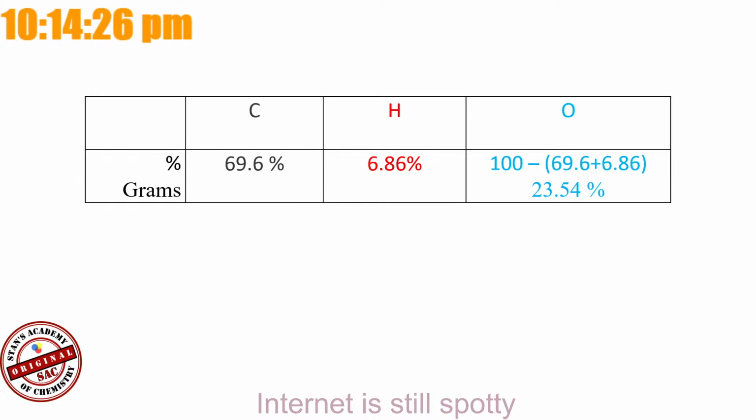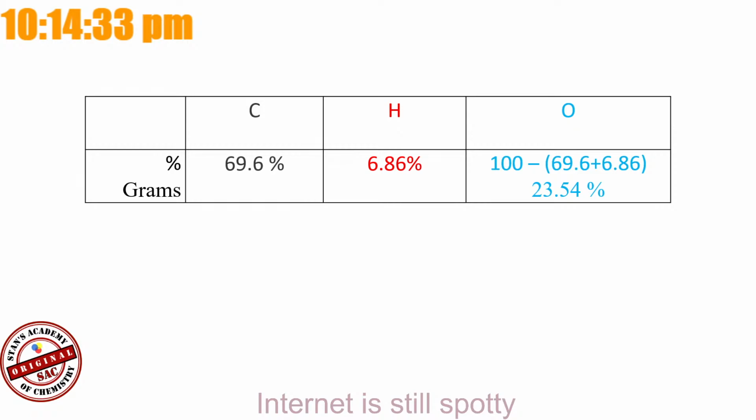The next thing that we will do is make an assumption that if we are taking percentages, we also have 100 grams of the compound. Because we're talking about percentages, the 100 grams of the compound means we have 69.6 grams of carbon, 6.86 grams of hydrogen, and 23.54 grams of oxygen.